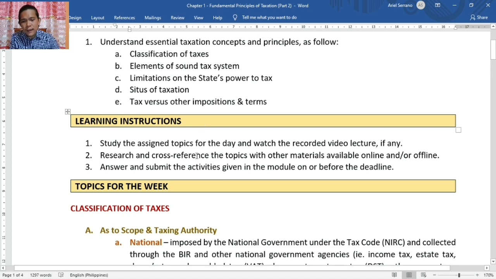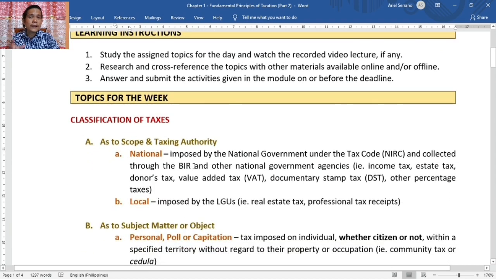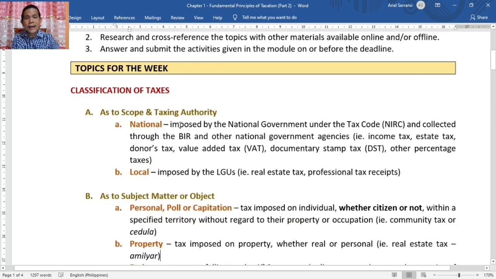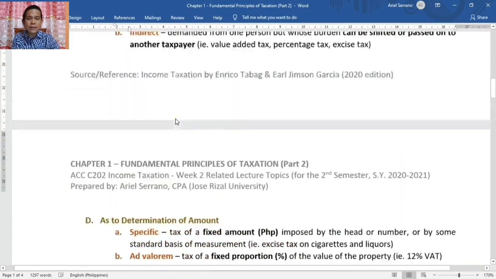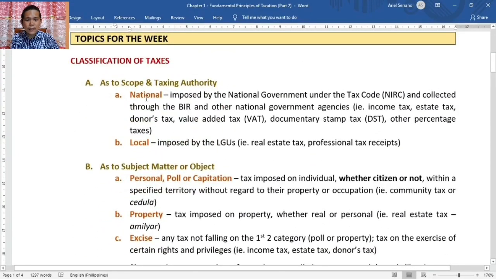Now, ito yung ating mga topics for the week or for this meeting. Pag-usapan na natin sa ngayon yung classification of taxes. Now, marami tayo ditong mga criteria or category from letter A to F. Unahin na muna natin yung sa classification as to scope and taxing authority. Meron kasi tayong tinatawag na national versus local taxes.